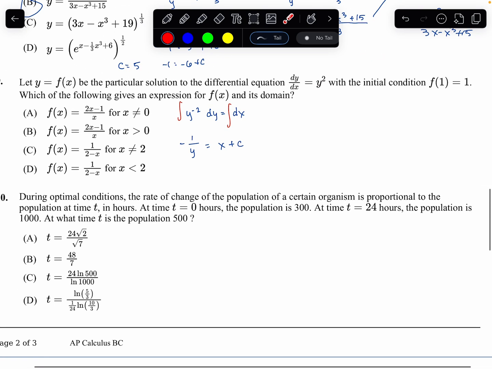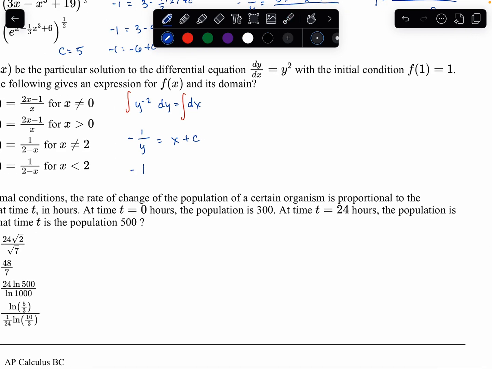So as for the initial condition, negative 1 is equal to 1 plus c. Subtract 1 and subtract 1, and you get c is equal to negative 2. So I get negative 1 over y equal to x minus 2. And then this is all over 1, which allows me to do the same thing here. I can just flip it, so I'll get negative y is equal to 1 over x minus 2. And then you can say that y is equal to negative 1 over x minus 2.